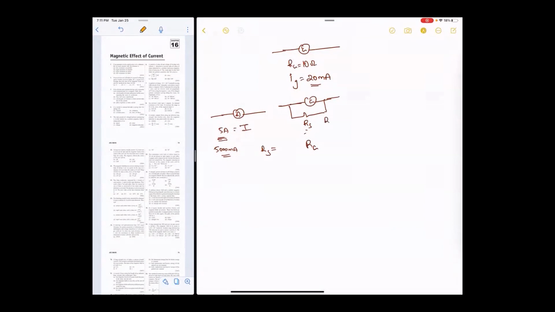How will I decide? I know RS is smaller than RG, or else high current has to flow through this. So out of 5 amperes, 20 milliamperes will flow through the galvanometer. Out of 5,000, 20 milliampere will flow. So 4,980 milliamperes has to flow through the shunt. If they ask you how much will flow through the shunt resistance, 4,980 milliamperes will flow. Clear? So it is small ig by capital I, small ig by capital I into RG.